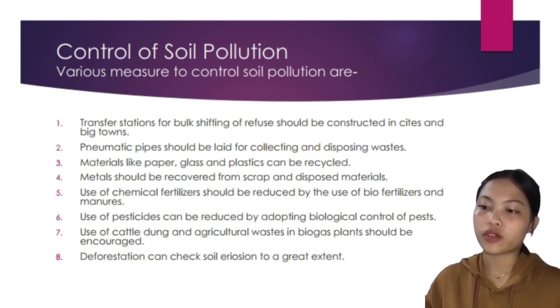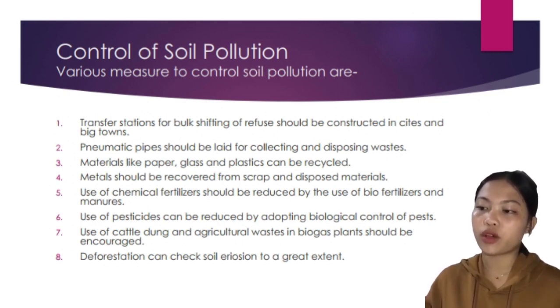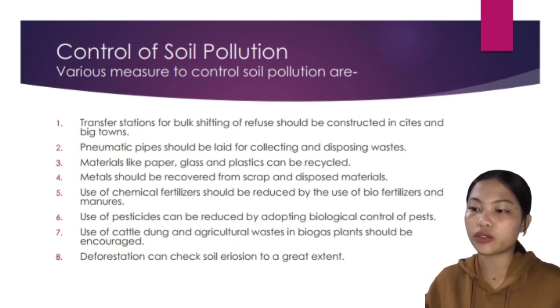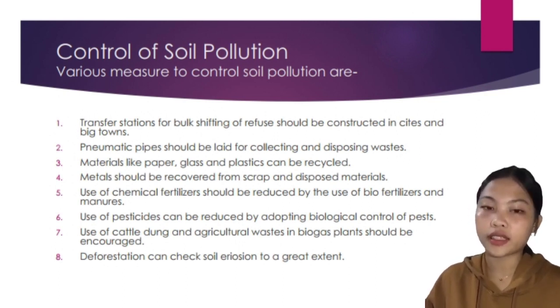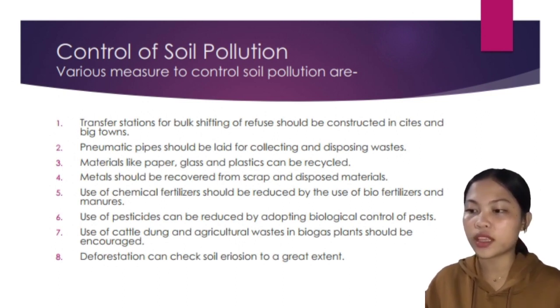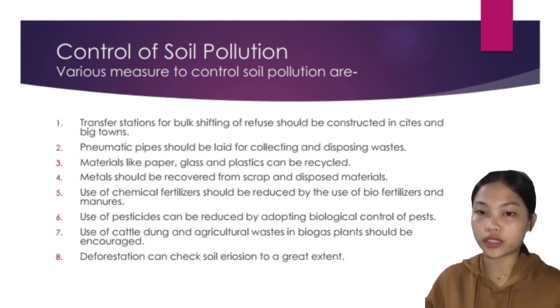5, use of chemical fertilizers should be reduced by the use of biofertilizers and manures. 6, use of pesticides can be reduced by adopting biological controls of pests. 7, use of cattle dung and agricultural waste in biogas plants should be encouraged. 8, deforestation can check soil erosion to a great extent.